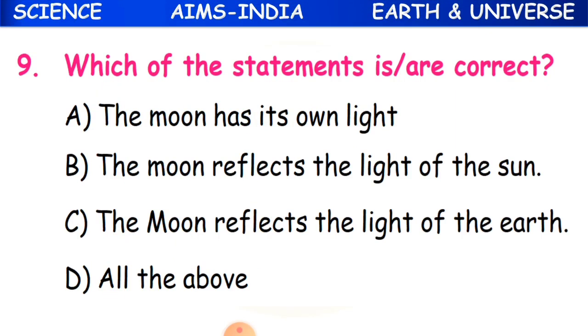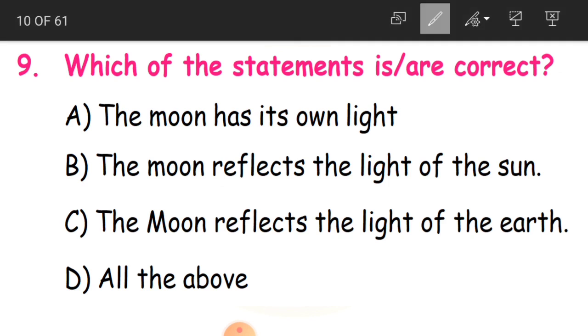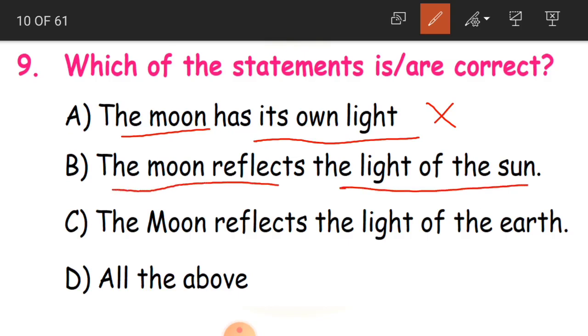Ninth question, children. Which of the statements is or are correct? So here we are having 4 statements. So you have to select the statement which is or are correct. The A statement is, the moon has its own light. This is wrong. Moon does not have its own light. It is going to be bright because of the sun. The moon reflects the light of the sun.